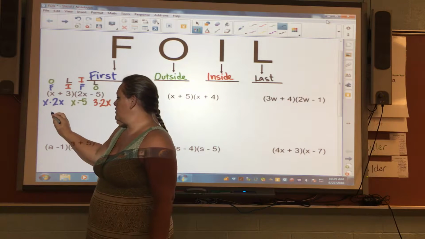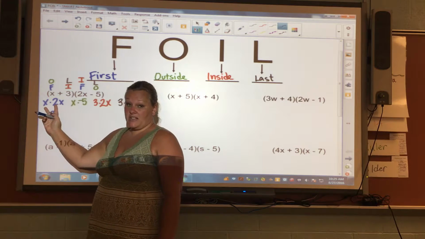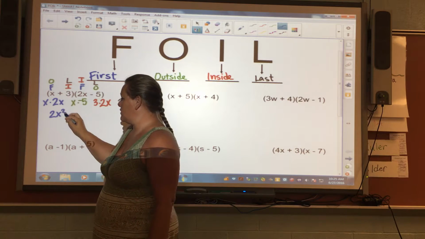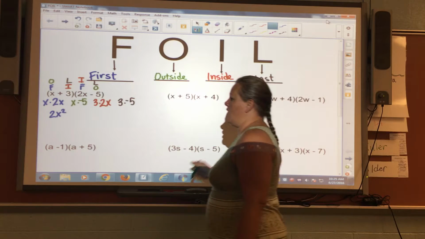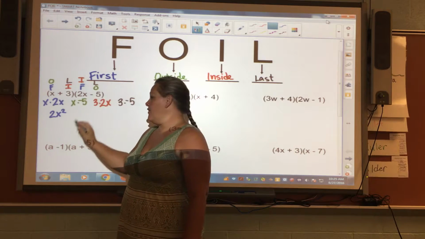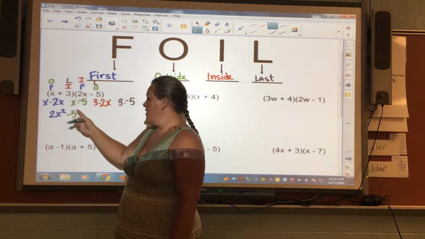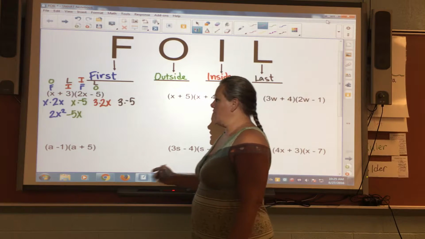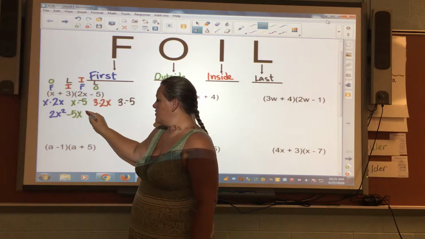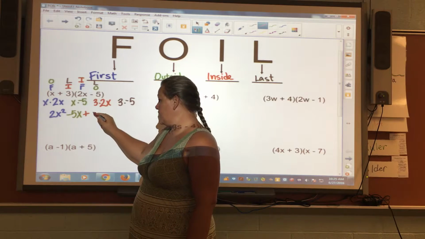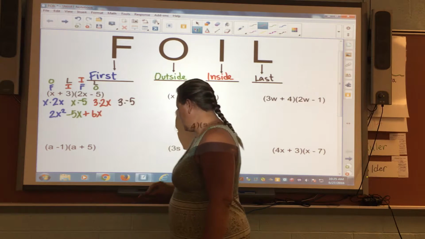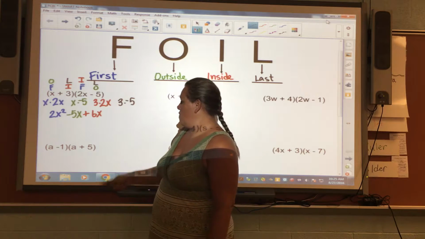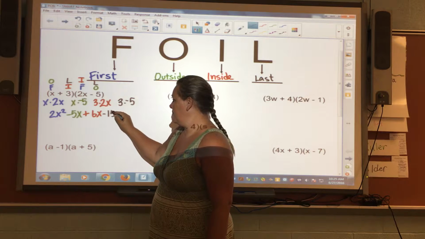So 1 times 2 gives me 2. The x's are the same, so we will keep it and add the exponents. 1 plus 1 gives me x squared. 1 times a negative 5 will give me negative 5. And there are no other x's, so we'll just bring it down. The next one is 3 times 2 gives us a positive, so we need to put plus 6. And the x, again, will just tag along. And the last one, 3 times negative 5, will give me a negative 15.